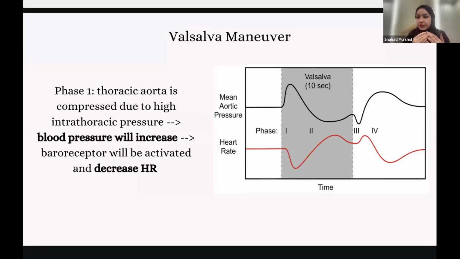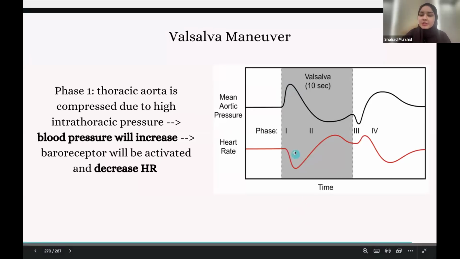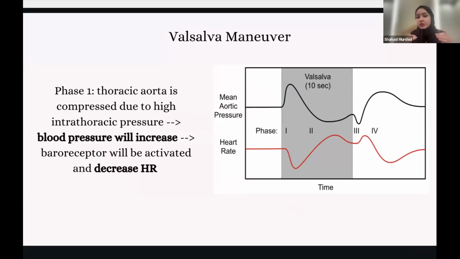When your intrathoracic pressure increases, you're compressing your aorta. If the aorta is compressed, this is going to increase the blood pressure, because the aorta is an artery. So if it's compressed, then it has a lot of pressure. So your mean arterial pressure will initially spike up. And then because of this, your baroreceptors are going to be activated and they're going to decrease the heart rate. You're going to see opposite movements between the aortic pressure and the heart rate, because they're just compensating for each other.